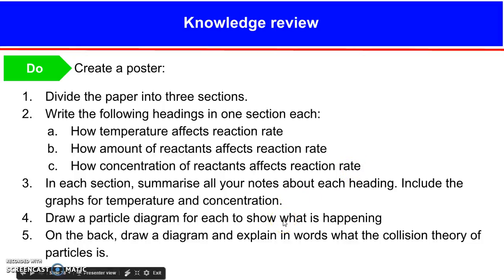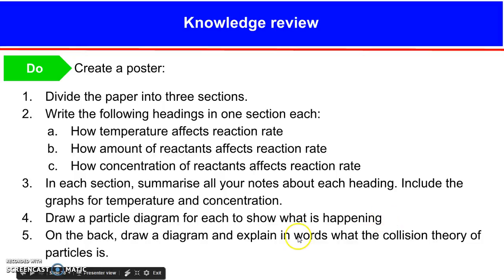Once you've got all those notes on there and your graphs from your experiments, those reports, then you're going to move on to step 4. You're going to draw a particle diagram for each to show what's happening. You might need to work that one out. That won't be as straightforward as it sounds. You need to draw little circles, different coloured circles and arrows and energy lines to show what's happening in each of those different areas.